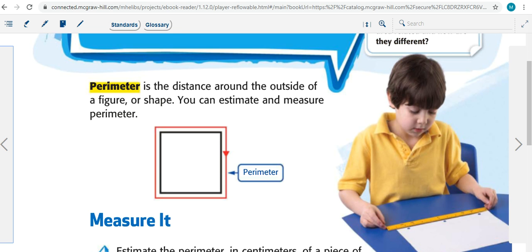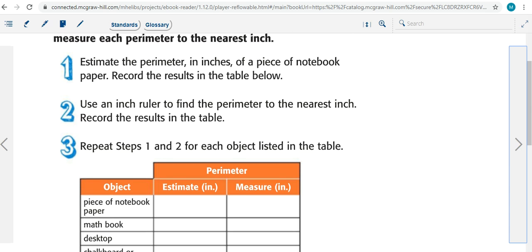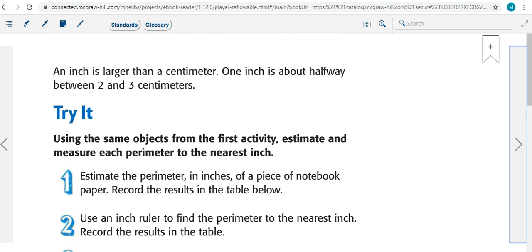Now, remember that when we estimate, it's a number close to the exact measurement of an object or shape or a figure. Remember that when we estimate, we make a guess about something. So perimeter, as I repeat, is the distance around the outside of a figure or shape. Now, please turn your pages. We're going to start on this page.